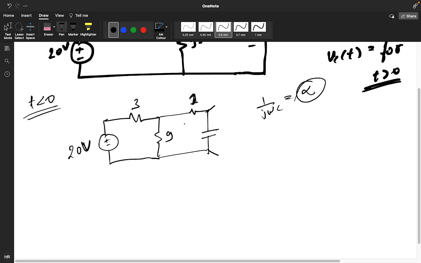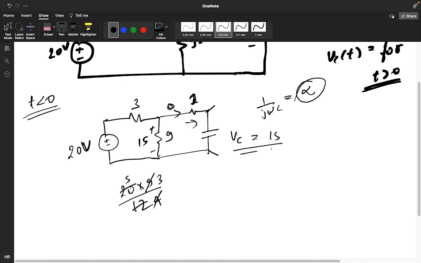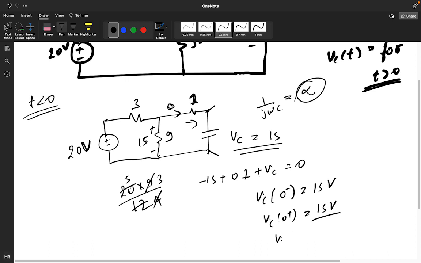So if it is open circuited, there will be no current. So how much voltage are we getting across the 9 ohm? 20 into 9 divided by 12. 3, 4, 5. 15 volt. And the current here is 0. So what is the VC value? It will come 15 only. Minus 15 plus 0 into 1 plus VC is equal to 0. So VC 0 minus you are getting as 15 volt.